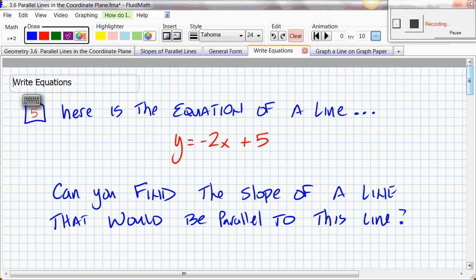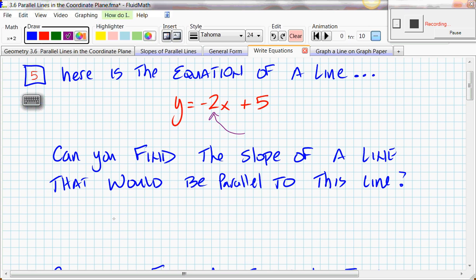Okay, let's go ahead and write equations. Here's the equation of a line, y equals negative 2x plus 5. Can you find the slope of a line that would be parallel to this line? Well, any line that is going to be parallel to this line has to have the same slope. And in this case, I can see right away the slope of this line is negative 2. So a line parallel to my line would have to have a slope of negative 2 also. Okay, so far so good.